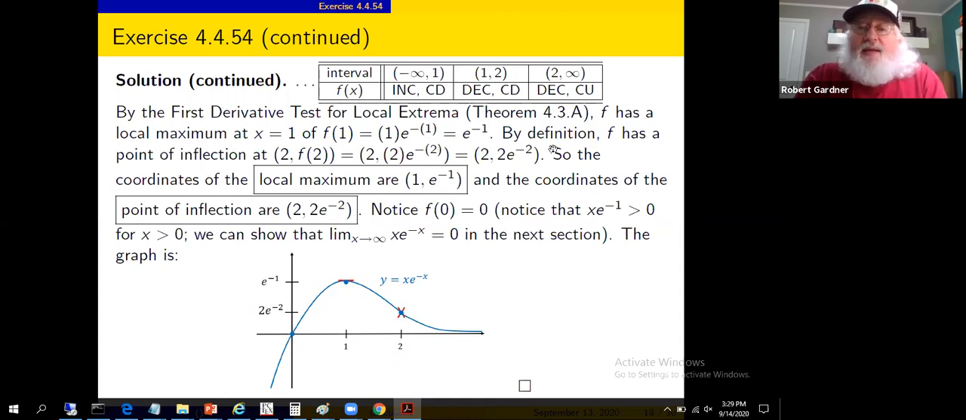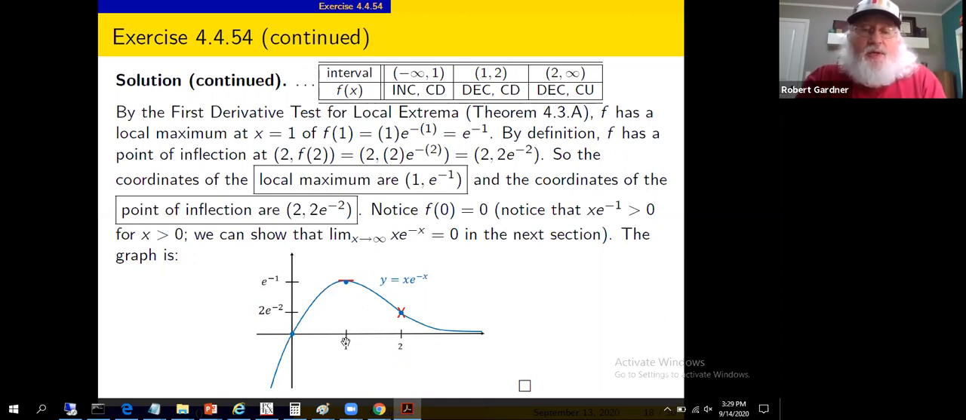We see that this point, 2, f of 2, really is a point of inflection. So that's expressed down here. I plug 2 into the function, we get out 2e to the negative 2. That's about 2/9 or so. It's less. So, point of inflection.